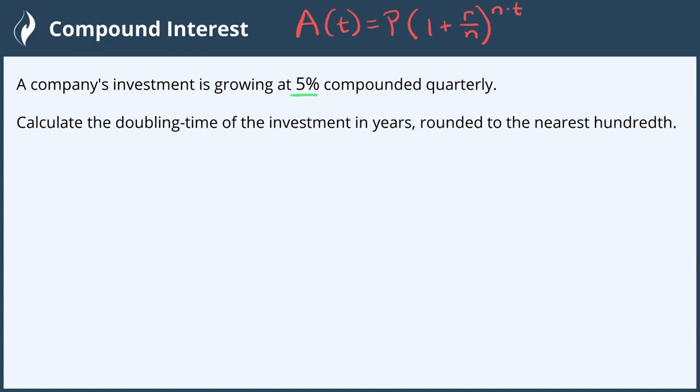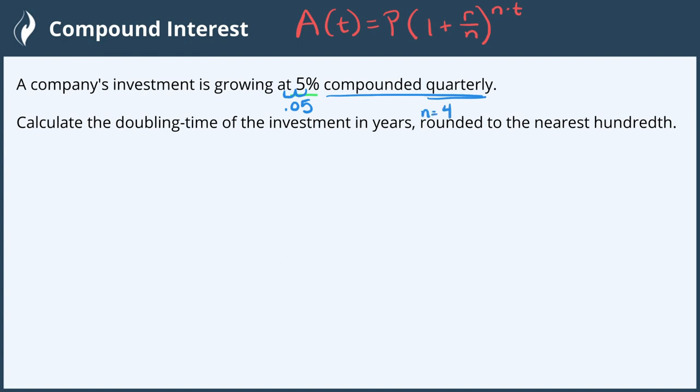We were given 5% as our interest rate or compounding rate, and to calculate this, we need to change it to the decimal. To change it, we need to move the decimal place 2 place values to the left, making this 0.05. Compounding quarterly, this means 4 times a year, so n equals 4.